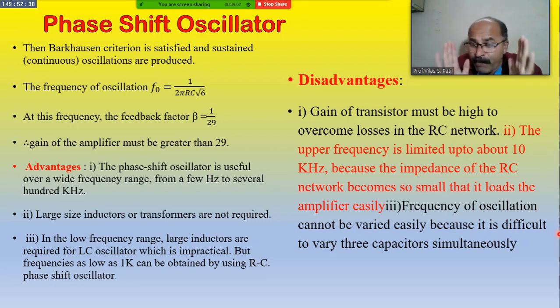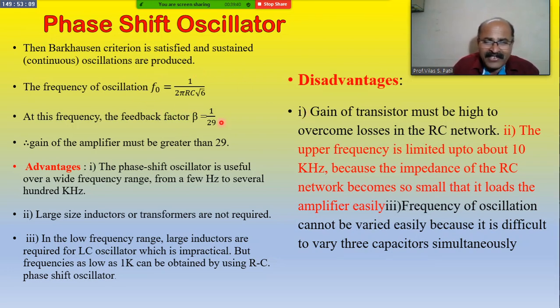It means that impedance is one type of resistance. Okay, but here the impedance of the resistance network becomes so small that it loads the amplifier easily. Okay, and the third disadvantage is that the frequency of the oscillator cannot be varied easily, because it is difficult to vary the three capacitors simultaneously.